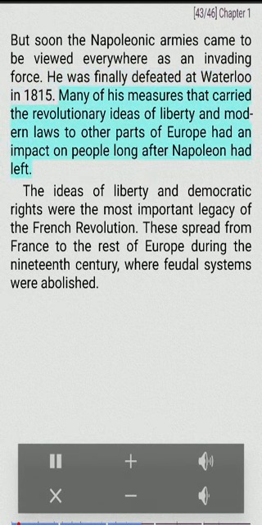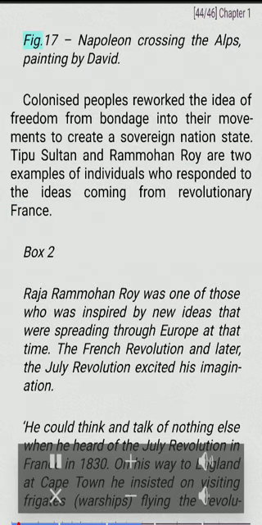But soon the Napoleonic armies came to be viewed everywhere as an invading force. He was finally defeated at Waterloo in 1815. Many of his measures that carried the revolutionary ideas of liberty and modern laws to other parts of Europe had an impact on people long after Napoleon had left. The ideas of liberty and democratic rights were the most important legacy of the French Revolution. These spread from France to the rest of Europe during the 19th century, where feudal systems were abolished.